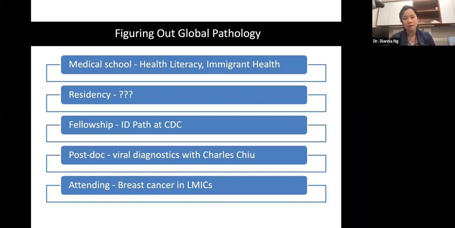So I don't think I necessarily have it figured out. This is just a talk that goes over my own approach to global pathology. Of course, there are many different ways to approach this.